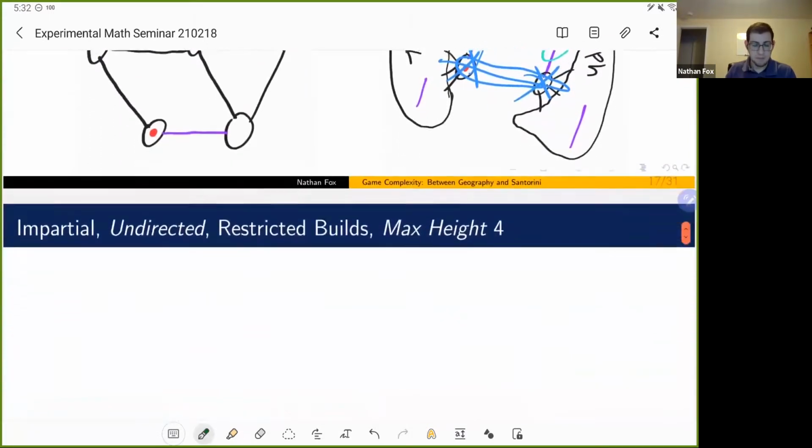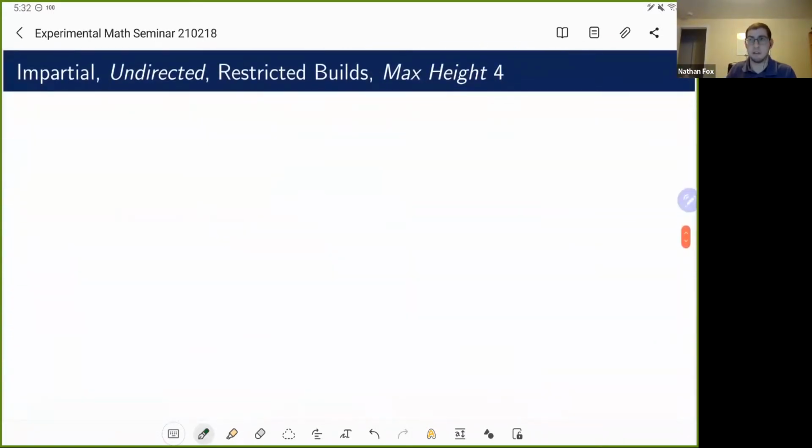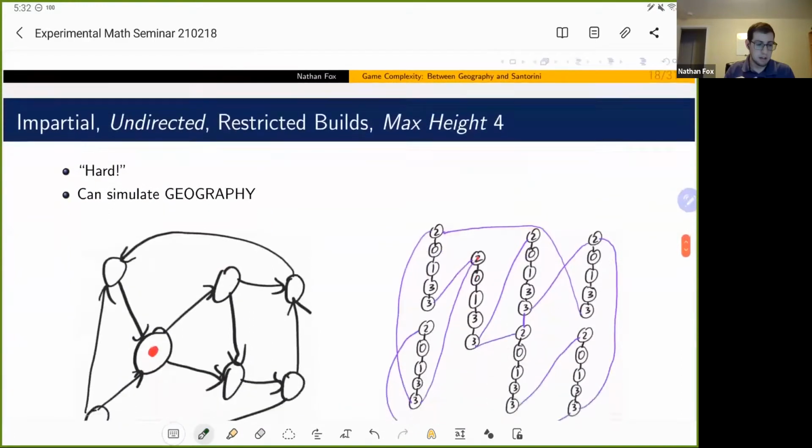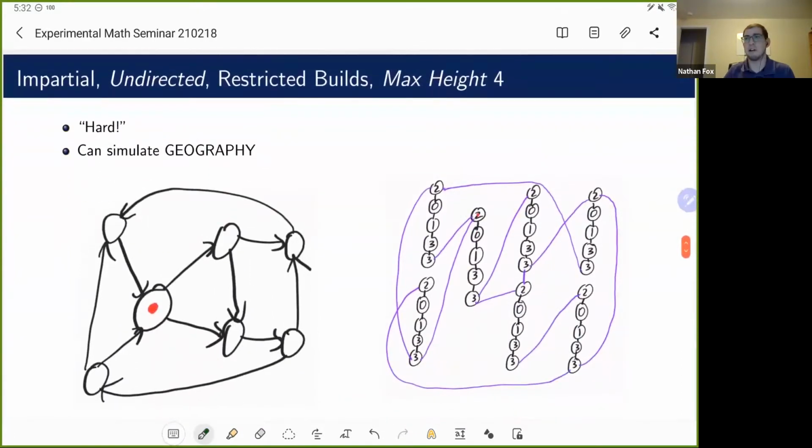Okay. So we're back to restricted builds now, but I've added another rule. This was all with max height 1. So now we're playing undirected geography, but max height is 4. That means you're not deleting vertices, you're building on them, and they effectively get deleted once they've been built on 4 times. And there's that moving restriction. So this feels like maybe it's a small change. But this actually is enough to make the game hard.